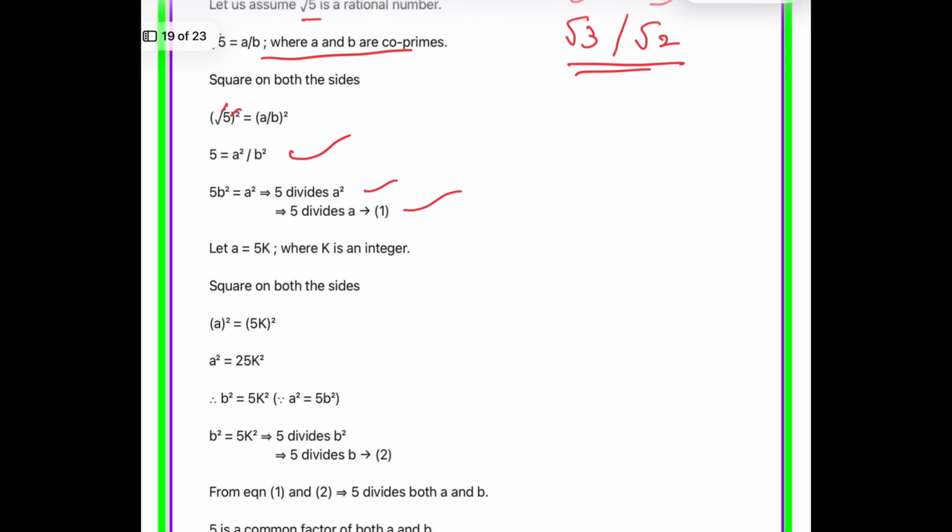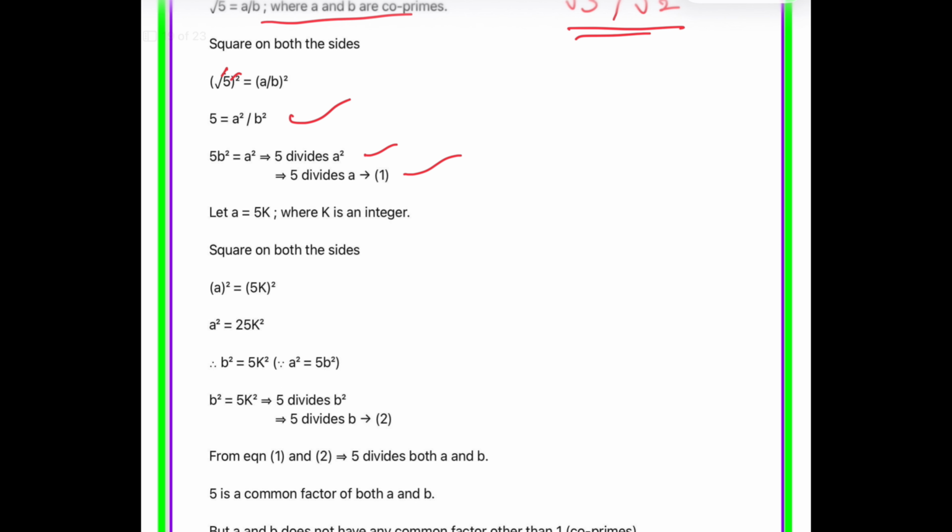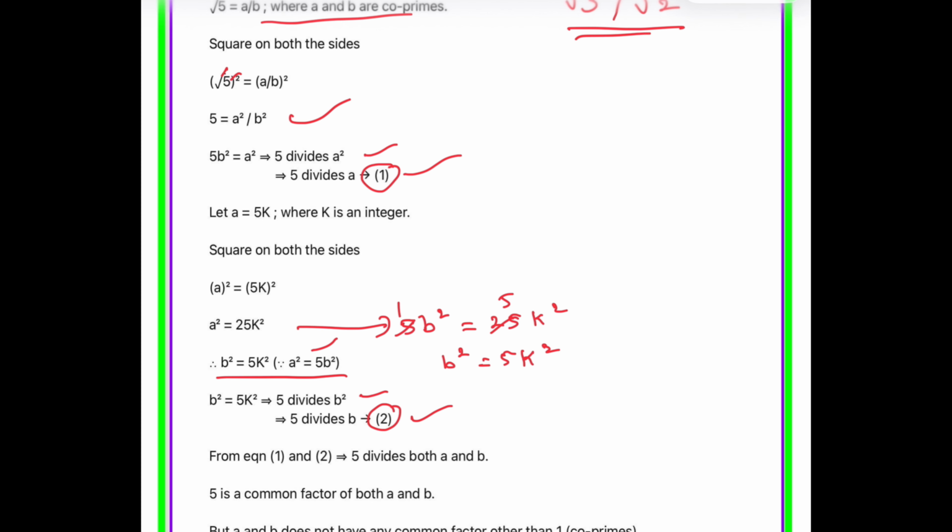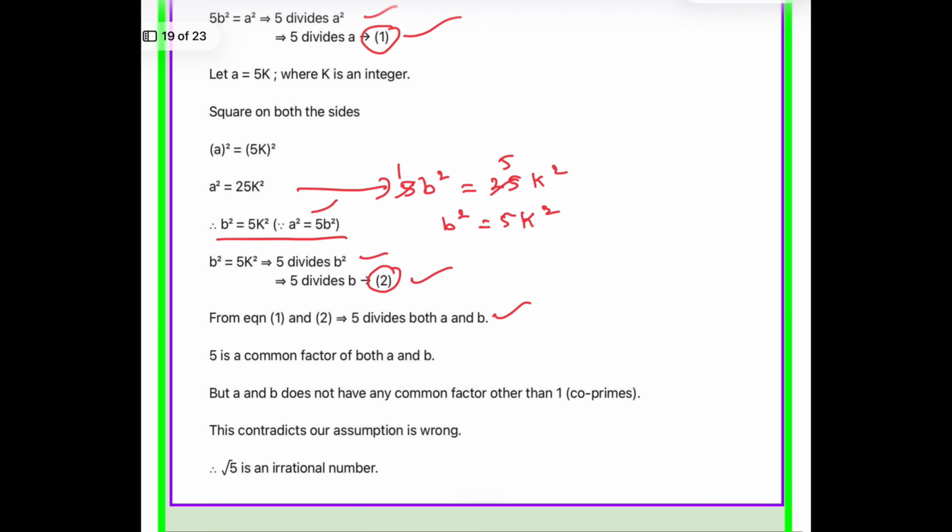Square on both sides. A square equal to 5 5s are 25k square. But a square value is here 5b square. If you write here in place of a square, 5b square equals 25k square. If you cancel 5 1s are 5, 5 5s are 25, then you will be getting b square is equal to 5k square. Therefore, 5 divides b square, 5 divides b. From equation 1 and equation 2, 5 divides both a and b. Therefore, 5 is a common factor of both a and b.